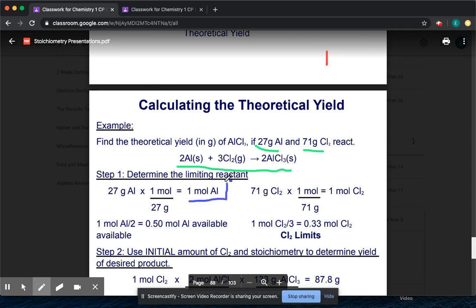We have 1 mole of aluminum. And we end up having 1 mole of chlorine. So we have 1 mole of both. We have 1 mole of aluminum, 1 mole of chlorine. Okay, cool.